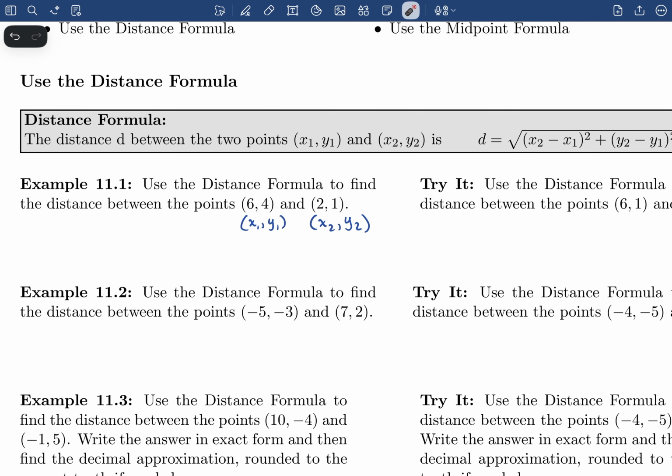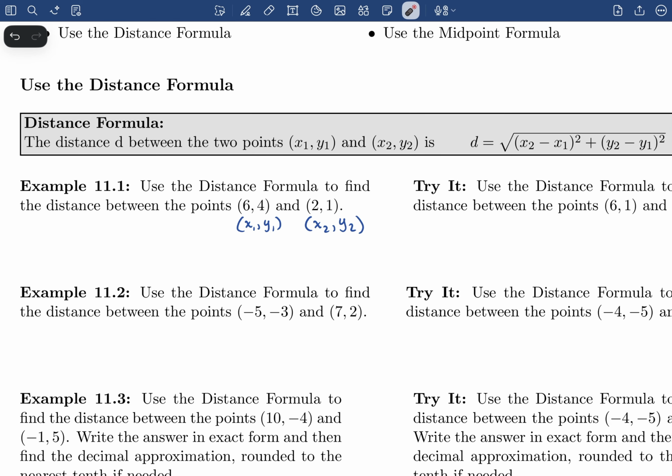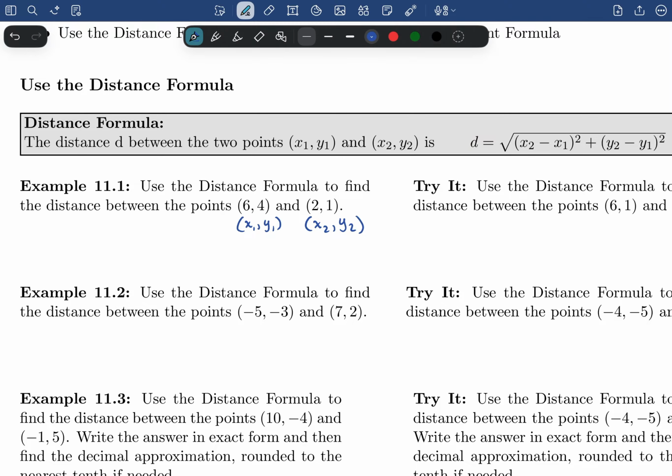For the first point, we got our first x value and our first y value. And then for the second point, that's our second x value and second y value. Now, you could have switched which one you called the second point and the first point. It really doesn't matter, just as long as you stay consistent, because we're about to plug these values into this formula right here.